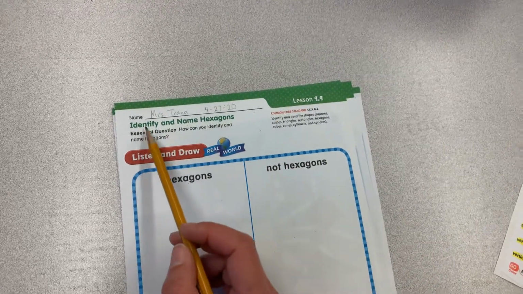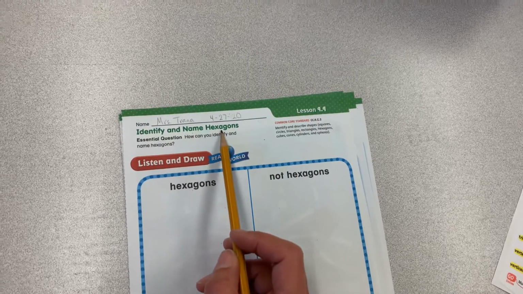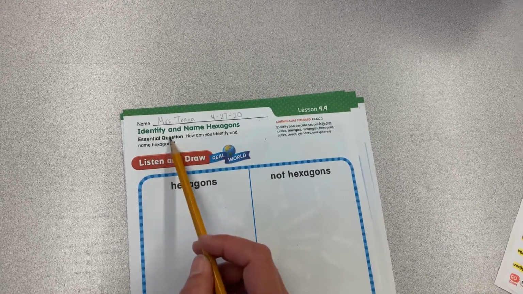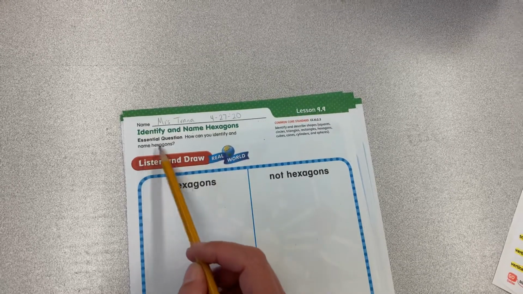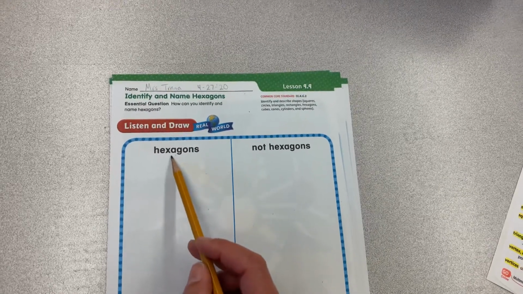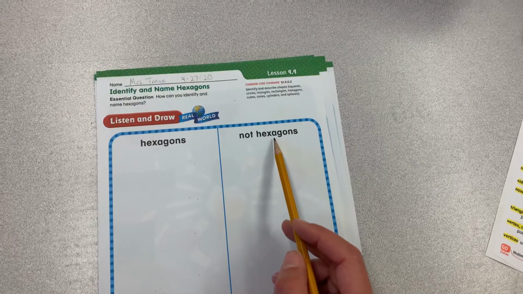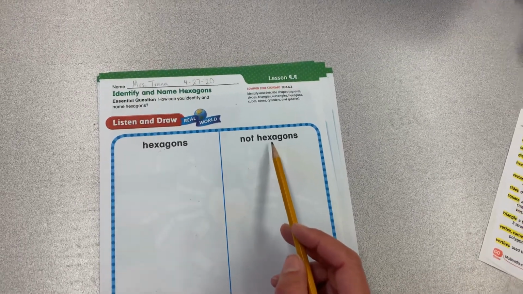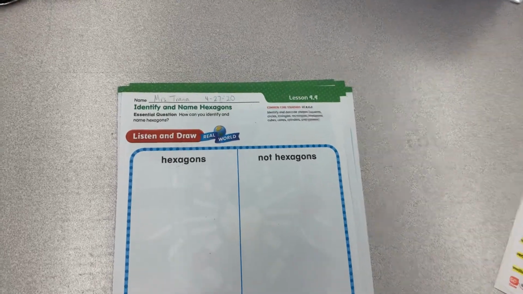4-27-20. Please read with me. Identify and name hexagons. Essential question. How can you identify and name hexagons? So on the left-hand side, we're going to be putting our hexagons here. On the right-hand side, we're going to be putting shapes that are not hexagons. All right, are you ready?